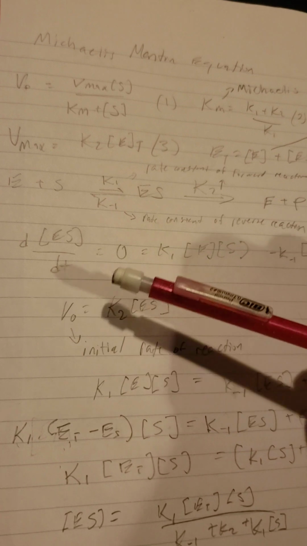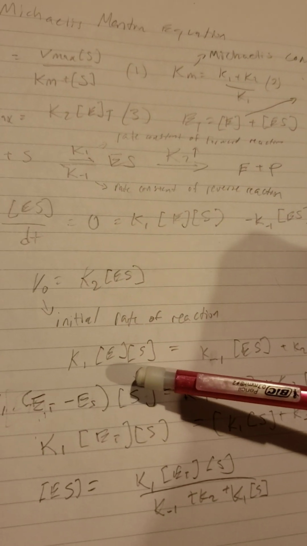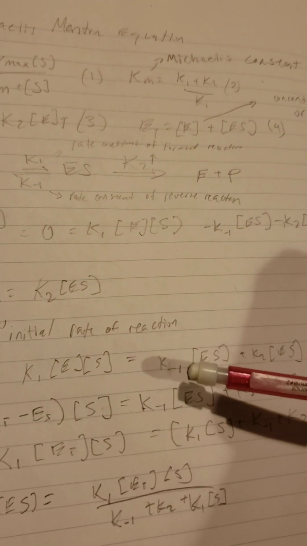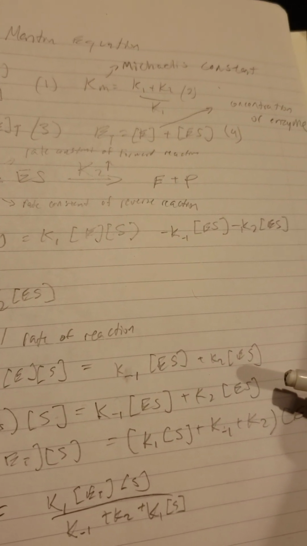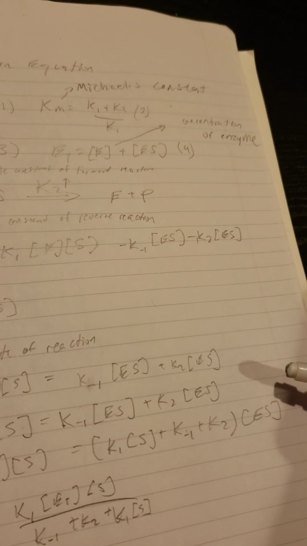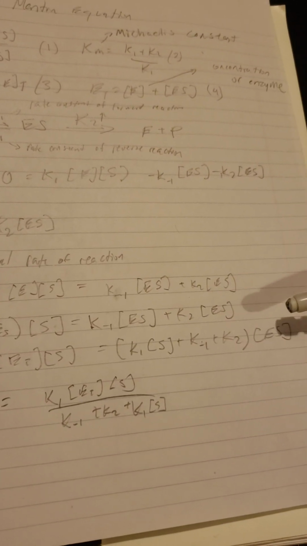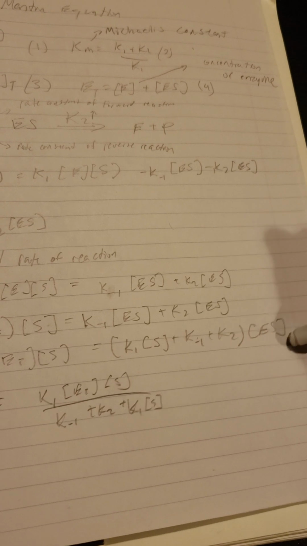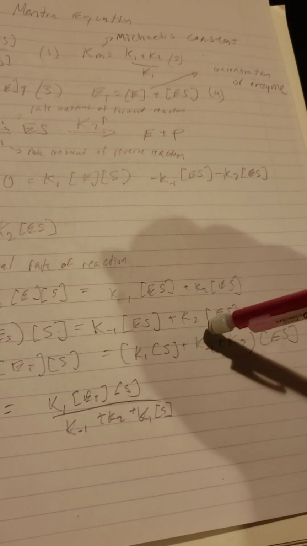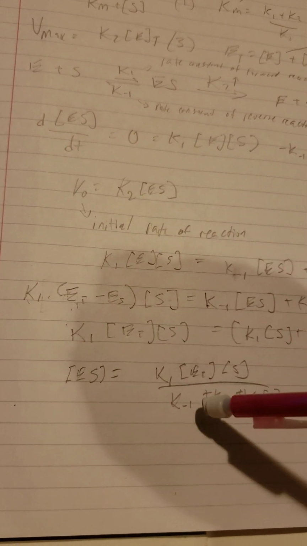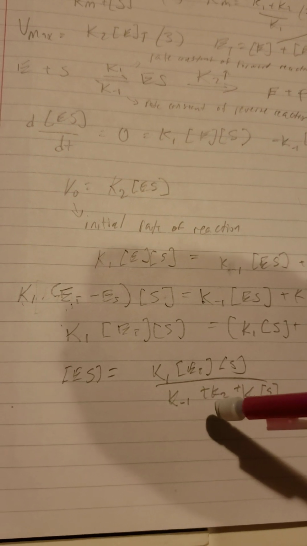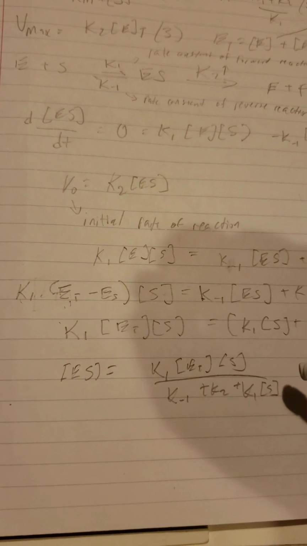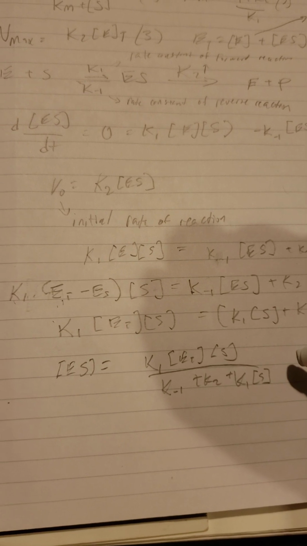Then you have K1 times ET times S equals (K1 times S plus K minus 1 plus K2) times ES. So now we can isolate the variable ES by dividing both sides by this, and we get ES equals K1 times ET times S over K minus 1 plus K2 plus K1 times S.